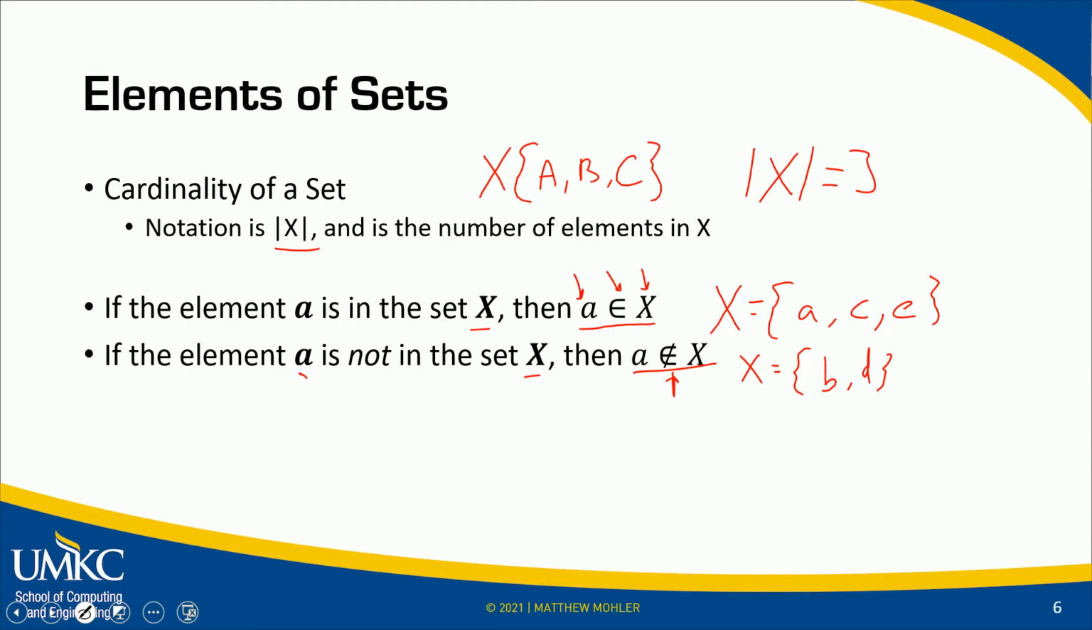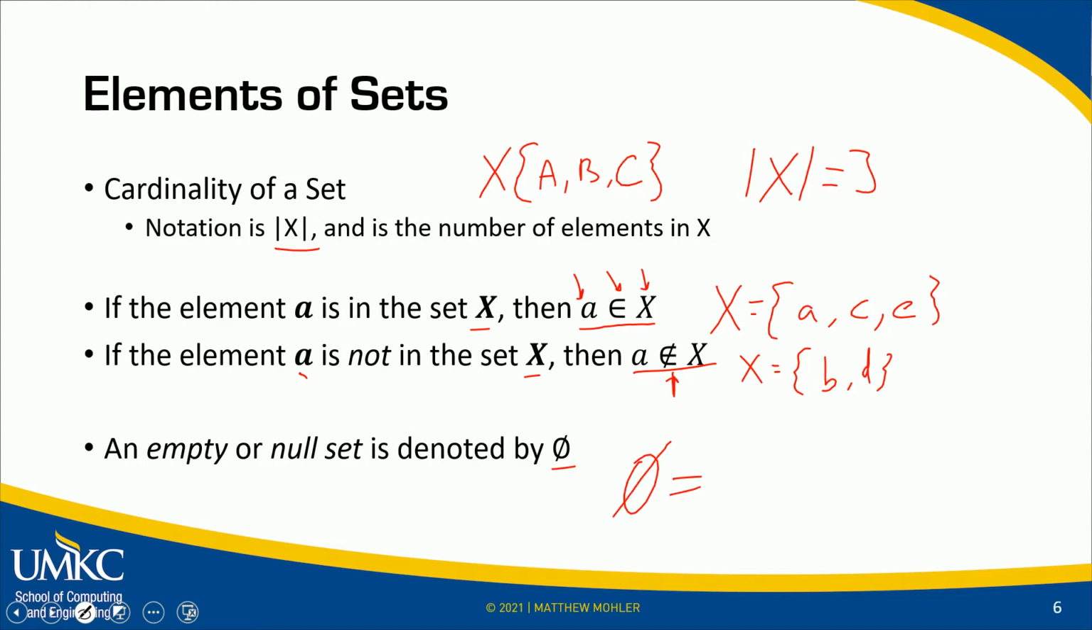Now, finally, we'll look at what's called the empty set or null set, and this is just denoted by a 0 with a line through it. And this is a set that has nothing in it. So we would say that the empty set you'll also see written as just empty brackets. It's a set with nothing inside of it. Again, it's also called the null set.